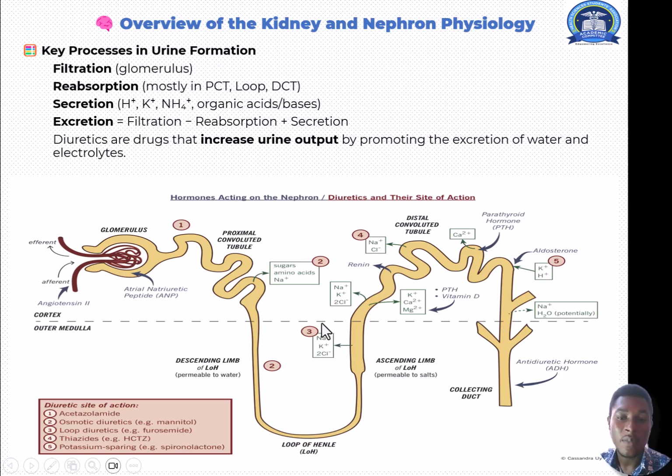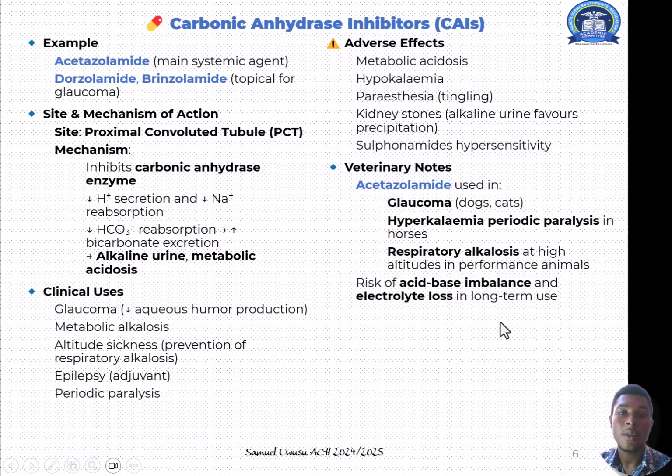And here the drugs or the agents that act here are what, the loop diuretics. Then we have others called thiazide diuretics acting on the distal convoluted tubule, and then we have those that will act on the collecting duct itself. So let's move on. Carbonic anhydrase inhibitors examples.